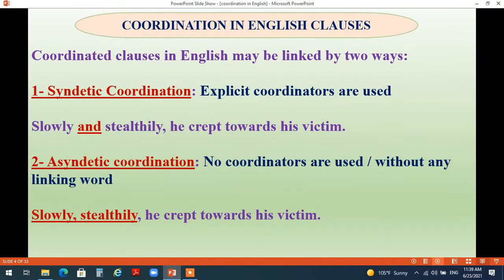Now, we start discussing coordination in English clauses by saying that coordinated clauses in English may be linked in two ways. There are two ways in which coordination can be found. The first method or way is called syndetic coordination, using coordinators such as and, or, but, etc. This means that the explicit coordinators are used.